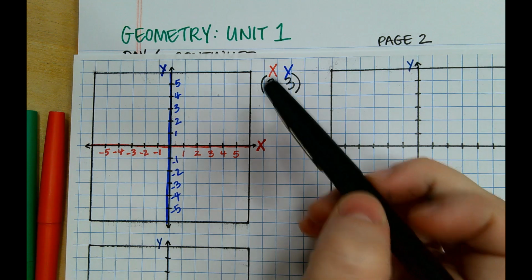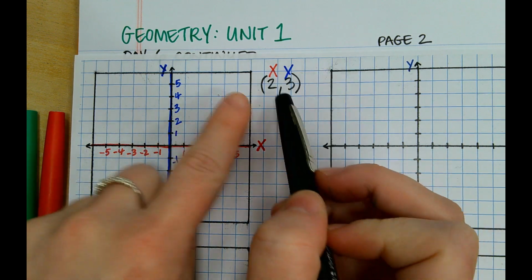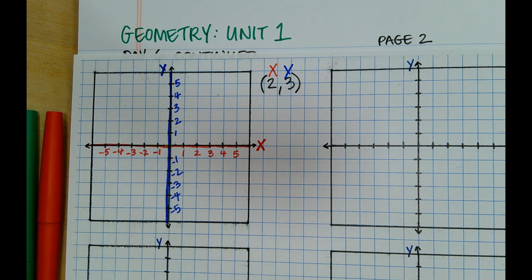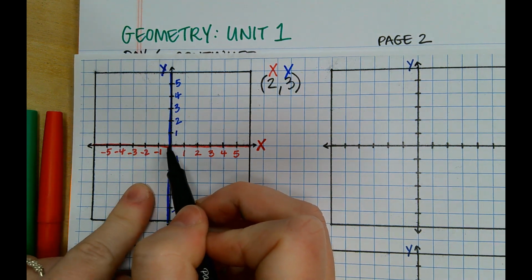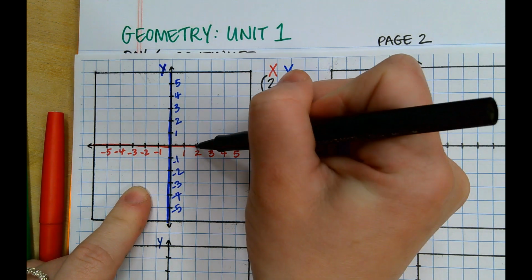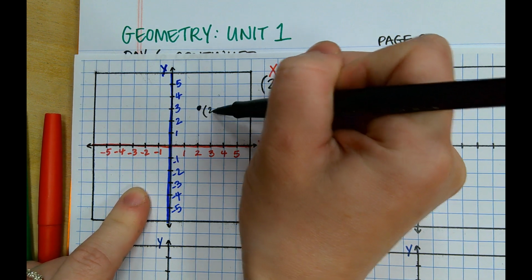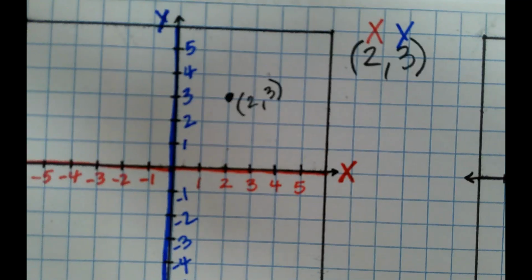So whenever we are plotting a point on a graph, we're going to use this like a map. This map is telling me to go over 2 in the x direction and to go up 3 in the y direction. So I'm just going to go from 0, go over 1, 2, and then I'm going to go up 1, 2, 3. And there's my point. 2, 3. So go ahead and mark that point on your graph and label it. Zoom that in a little better for you guys.